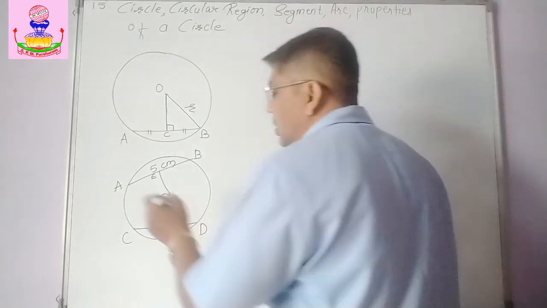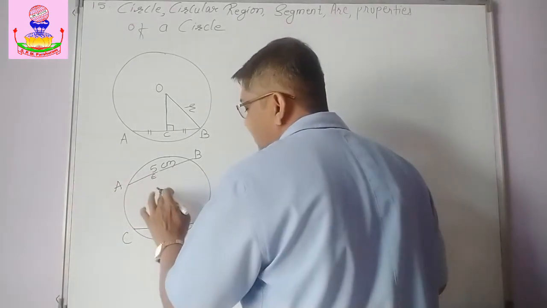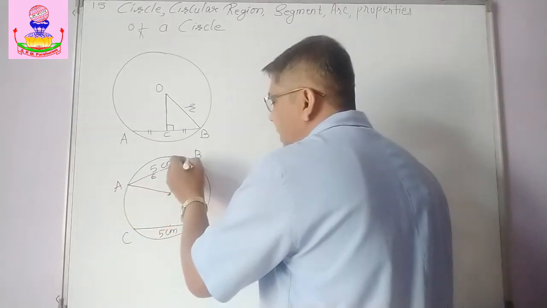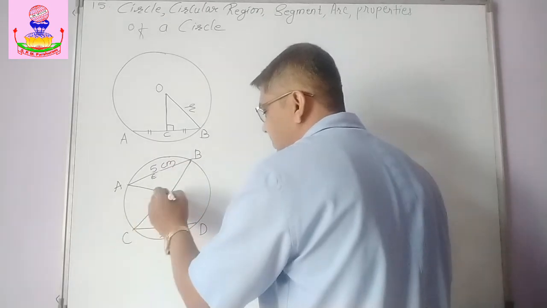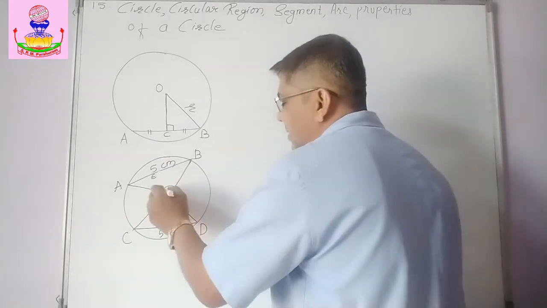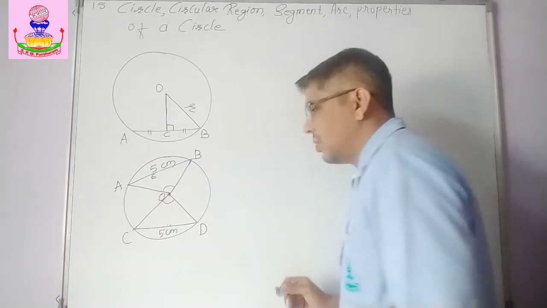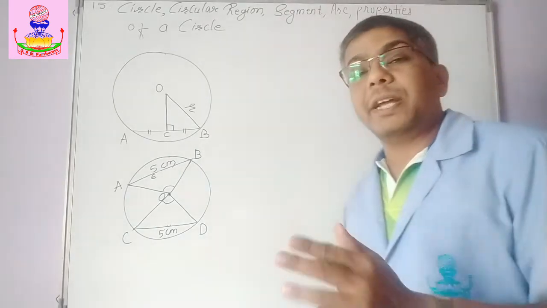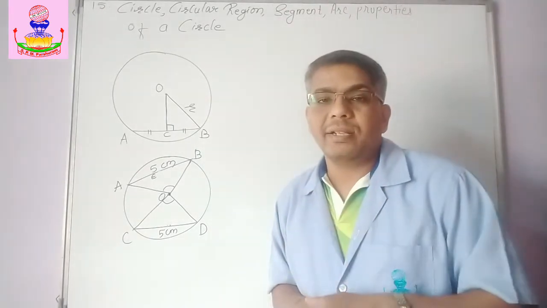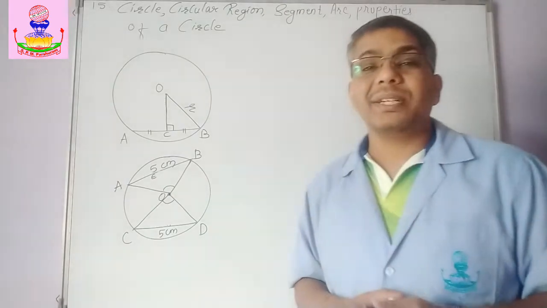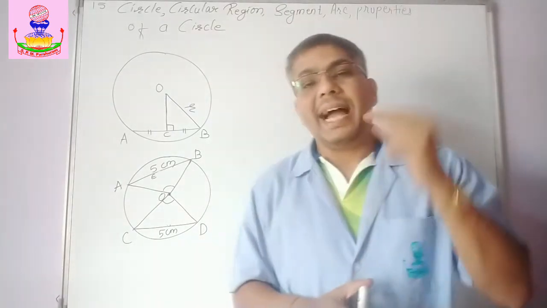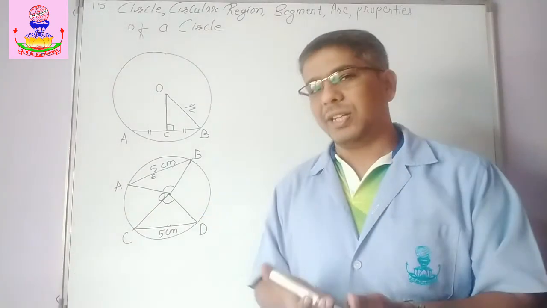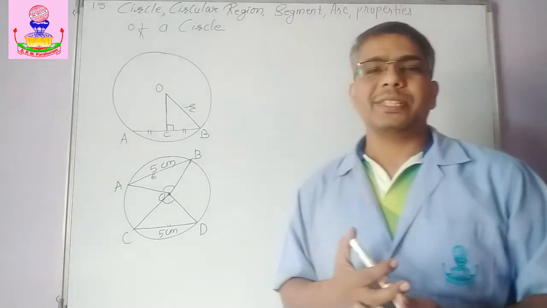One more property. Congruent chords subtend congruent angles at the center of the circle. So this angle and this angle, they both are congruent. That is another property of the chords. That is, congruent chords subtend congruent angles at the center of the circle. Or in other words, the angles formed by the congruent chords at the center of the circle are always congruent. You can try this. You draw this actual figure and measure the angles. You will get that property.